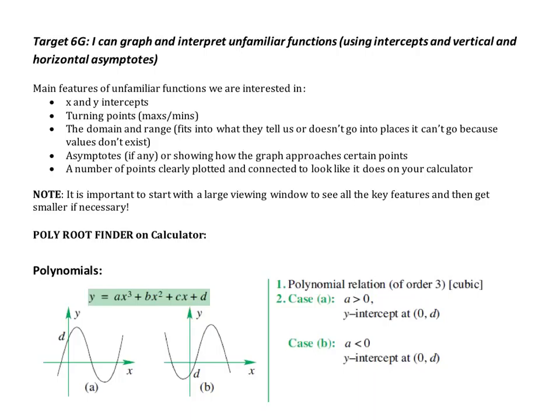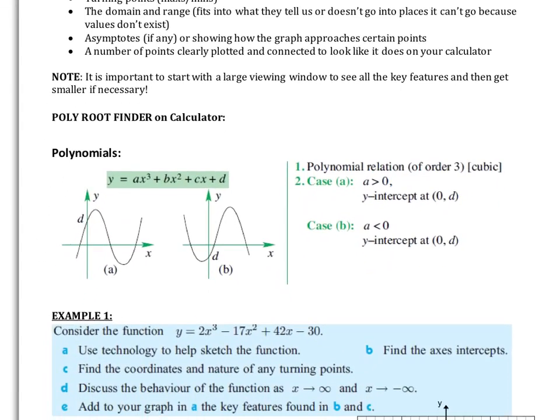A couple key features when graphing. We want to make our graph as specific as possible. Always include x and y intercepts. Always include any maximums or minimums. Always make sure you look at the domain and range because you might have a restricted domain and range. Include asymptotes if there are any, and finally, make sure all points are clearly plotted and connected using that smooth curve. You can always check your calculator for something like this.